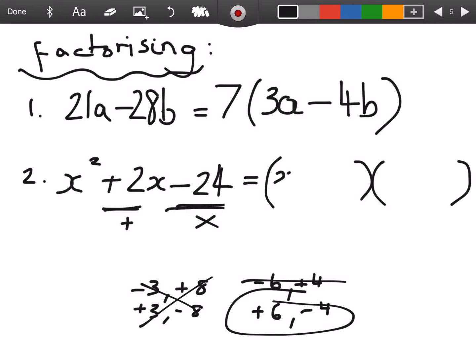So in the bracket, we write an x plus 6 and an x take away 4. You could have in the first bracket the x take away 4 if you wanted, and the x plus 6 in the second bracket, but it must be a plus 6 and a negative 4. Right, another type of factorising question is one like this. And again, you would be asked to factorise.